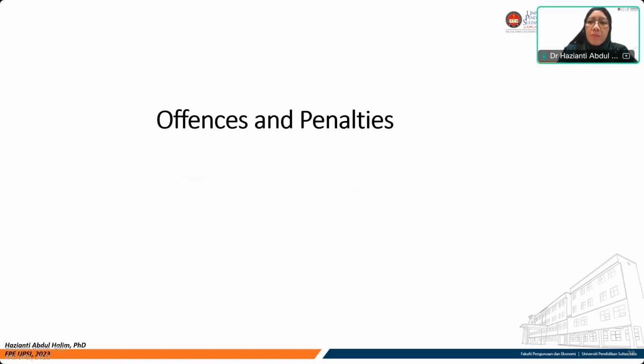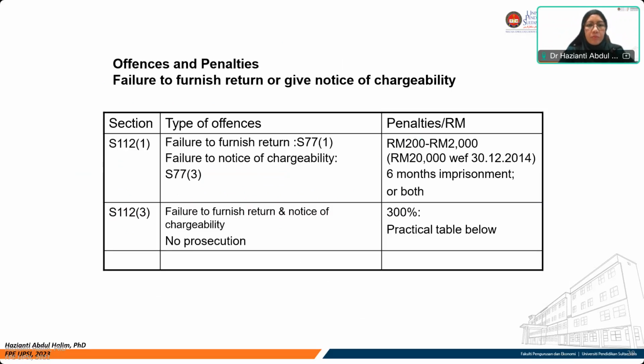What about offences and penalties? Okay, so you can see from this table here, if a person failed to furnish return or give notice of chargeability under a few sections, section 112 in particular, if a taxpayer failed to furnish return, the penalty would be from 200 to 20,000, 6 months imprisonment or both. Failure to furnish return and notice of chargeability, same thing.